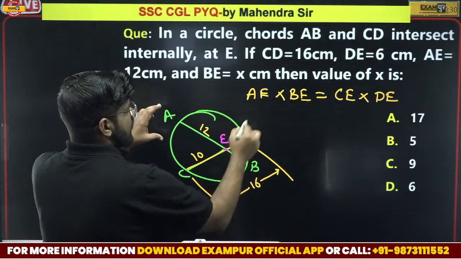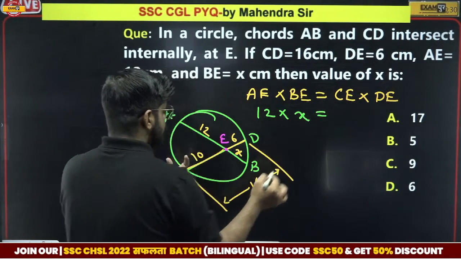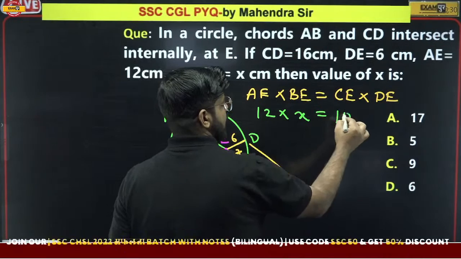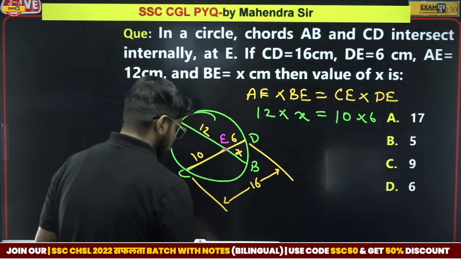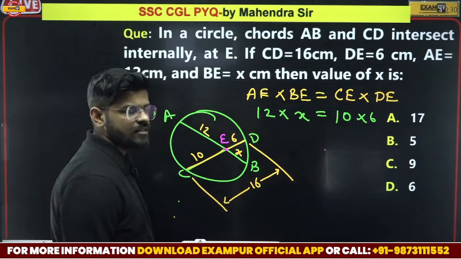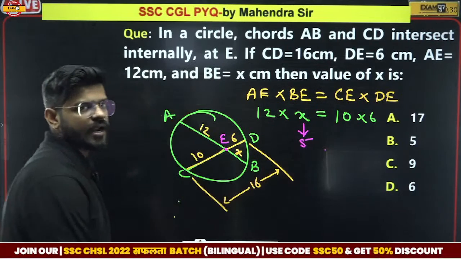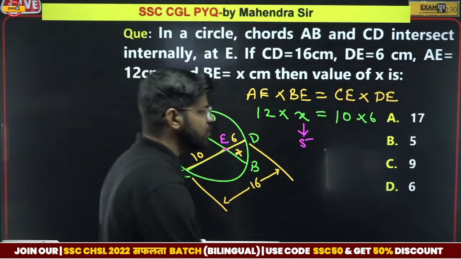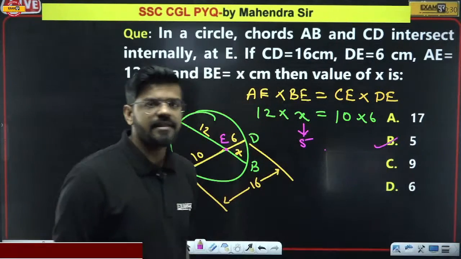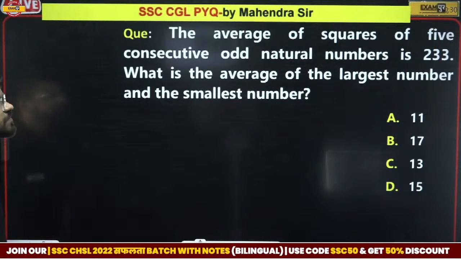So what is AE? AE is 12. BE we have to calculate. CE is 10, and DE is 6. So you know that 6 tens are 60. So what is 12? 12 fives are 60, right? We can directly say that X is equal to 5. Let's move on to another question.